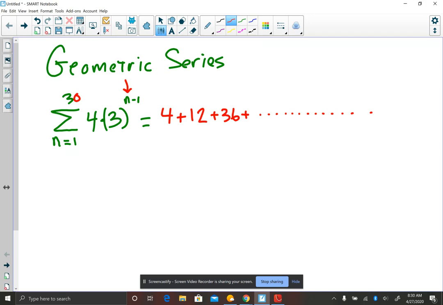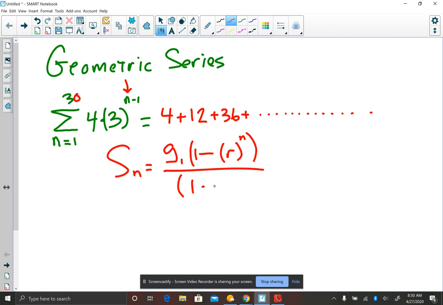The few things you need to find a sum of n things is your first term from this list, which is 4, 1 minus your constant ratio, which in this case is 3, to the power of how many things you have on this list, which is n, or in this case, it's 30. And then you're going to divide by 1 minus your constant ratio, again, which is 3. So for this specific one, it would look like this.